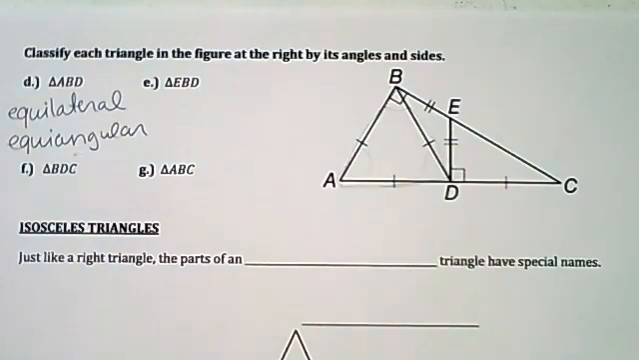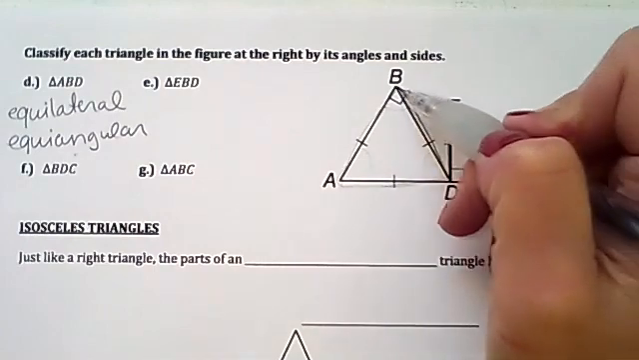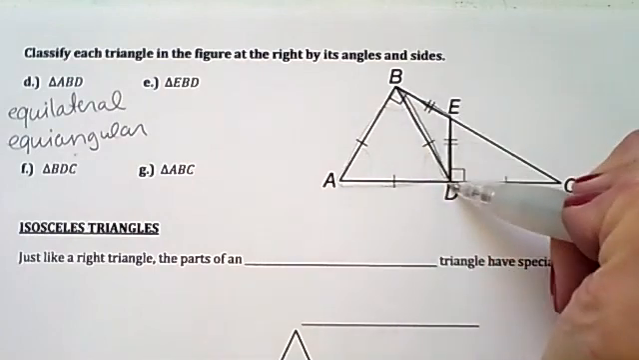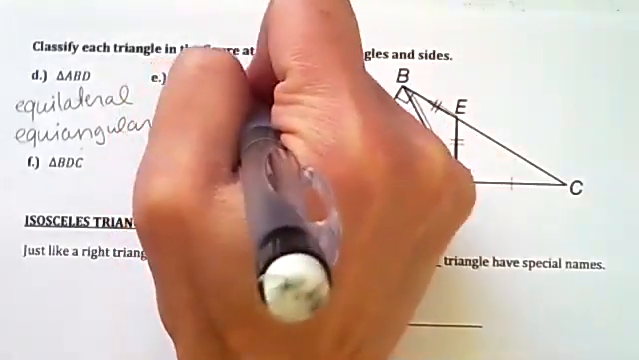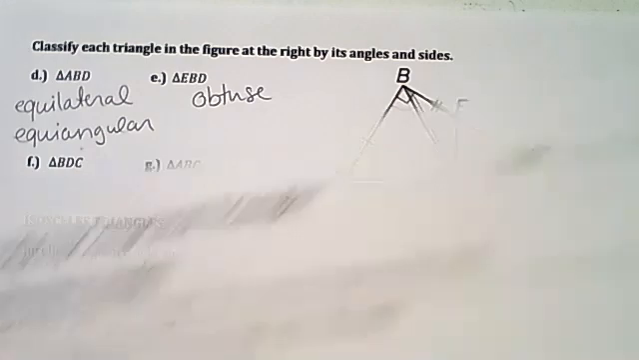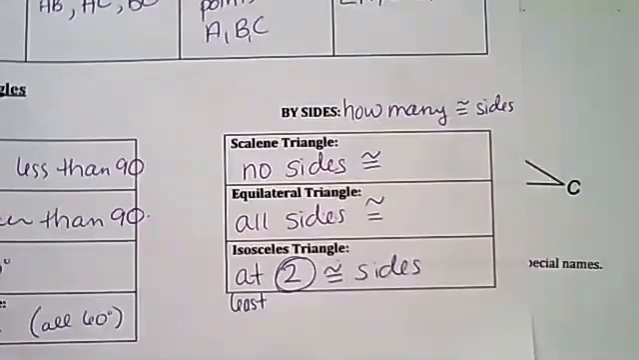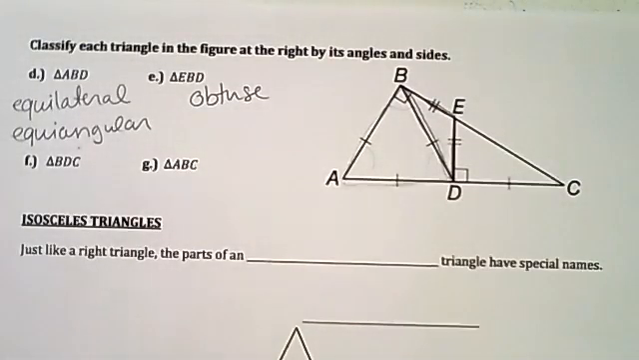Okay, next one is EBD. EBD is this one, this little triangle. What do we think about that one? Do by sides first. What do we think? Okay, it is obtuse, never mind, it's obtuse, sure. Okay, how about by sides now, EBD? So two sides were the same, so that means it's isosceles. Perfect.